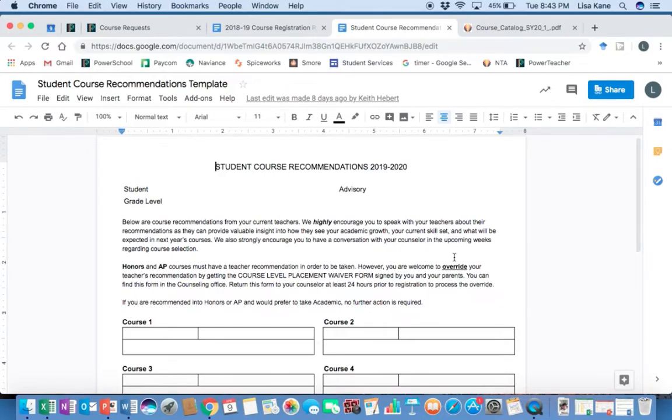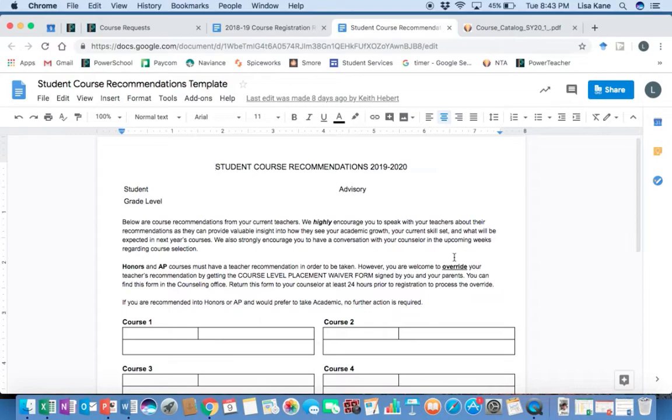The first thing I want to talk about is your course recommendation form. On this form, you'll see that your teachers may have given you several or just a few recommendations of classes to take for next year. Just because a class is recommended doesn't mean that you need to take it. It means that a teacher thinks that it's a class that you might do well in, or it's a class that you may enjoy. You may have been recommended for several writing or math or science classes, for example, but it doesn't mean that you have to take every single one.